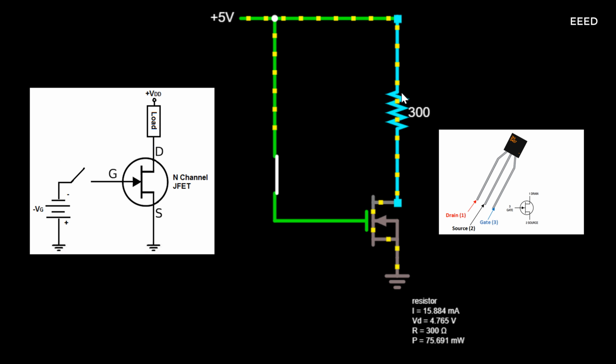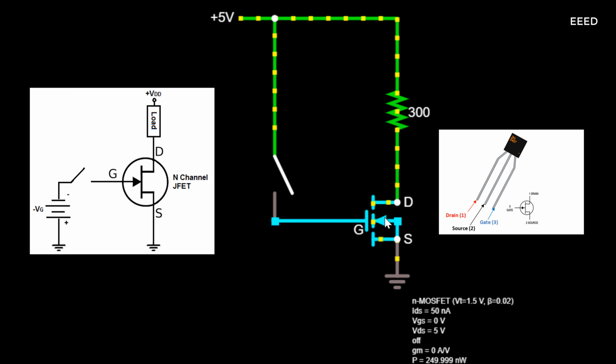How to turn on an N-channel JFET. To turn on an N-channel JFET, apply a positive voltage, VDD, to the drain terminal of the transistor with no voltage applied to the gate terminal of the transistor. This will allow a current to flow through the drain source channel.